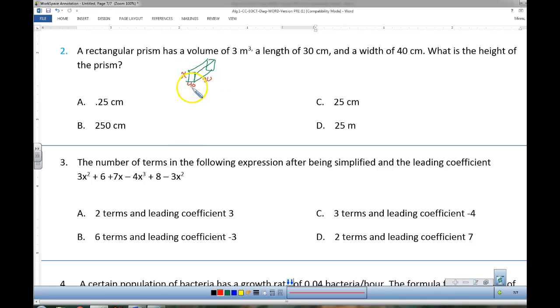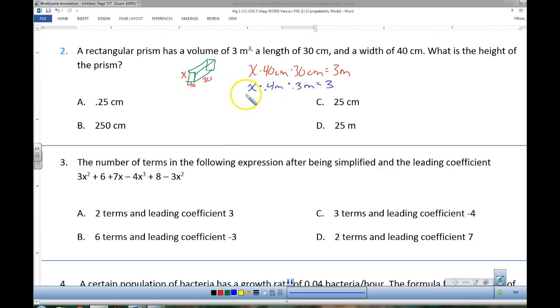Well, remember, for any 3-dimensional figure, the volume is length times width times height. So x times 40 centimeters times 30 centimeters has to equal 3 meters. Well, the problem hopefully you see here is we have different units. So we got to change everything into meters, will be the easiest way to do it. So x and 40 centimeters, that's 0.4 meters, times 0.3 meters equals 3.